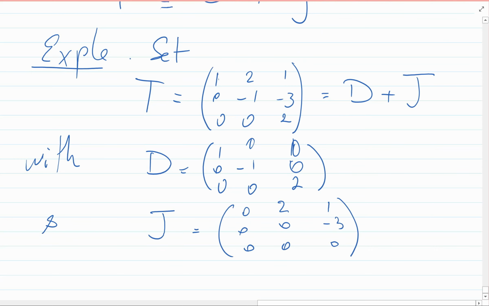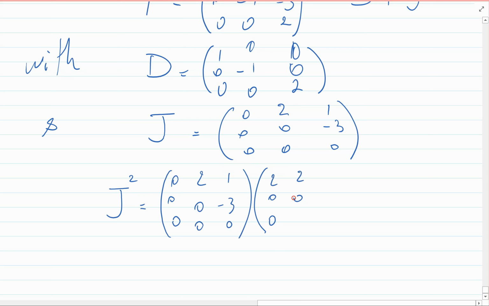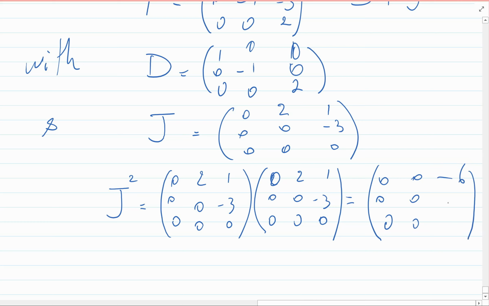So what is special about J? Let's compute J squared, which is J times J. Because the first column is 0, 0, 0, we get 0, 0, 0. The second column, 2, 0, 0, gives 2 times zeros, 0, 0, 0. And the third column is 1, minus 3, 0. When you multiply the third column with the first row, you will get minus 6. And after that, you will get 0, 0.